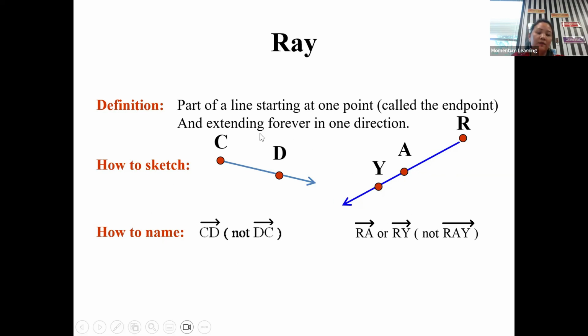On the first figure, I can name it CD. How come I cannot name it DC? If you're thinking about DC, DC is telling you the starting point is at D and it goes toward C. So if you're reading it that way, it means it goes toward the opposite direction. So that's why we cannot call this ray right here DC, but we can only call it CD. For this one, remember, it only takes 2 points to name a line, a ray, a segment, or a distance. Therefore, we cannot name it ray RAY.